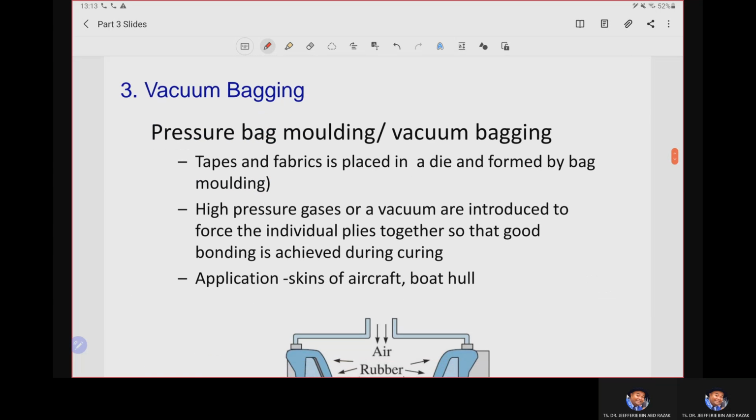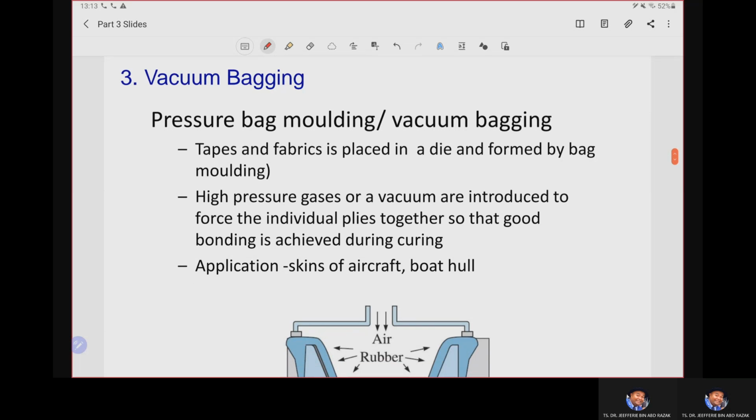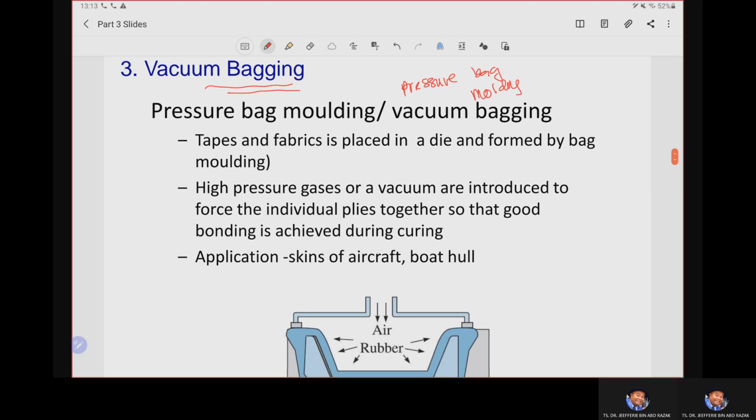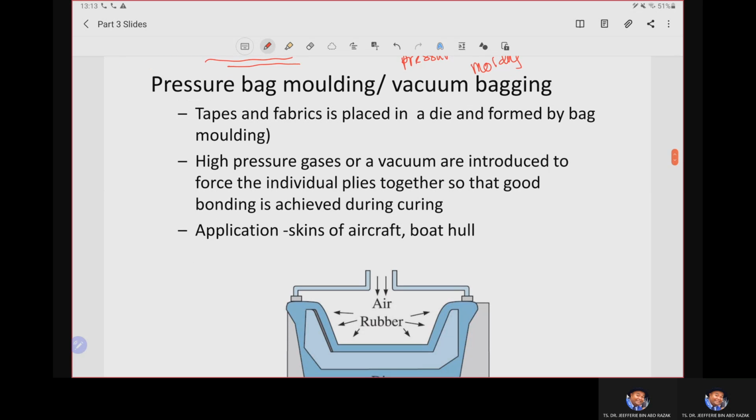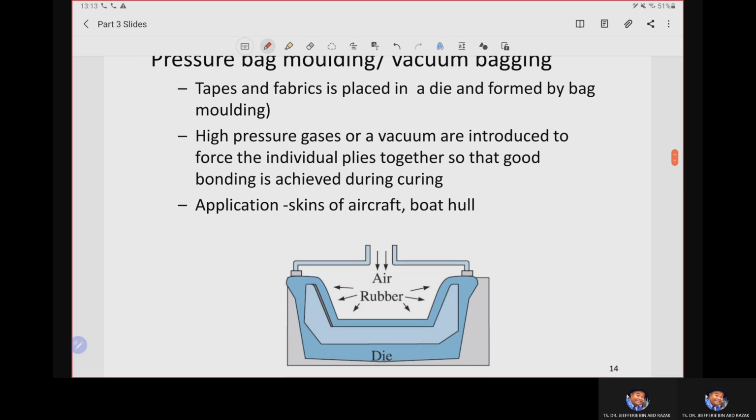So the next closed mold process for FRP PMC is the vacuum bagging process. As the name implies, we need to perform this in a closed container so that we can apply vacuum action. The vacuum bagging method is also known as pressure bag molding. The principle of this method is that we start with the tape and fabric being placed in a die and later formed by bag molding.